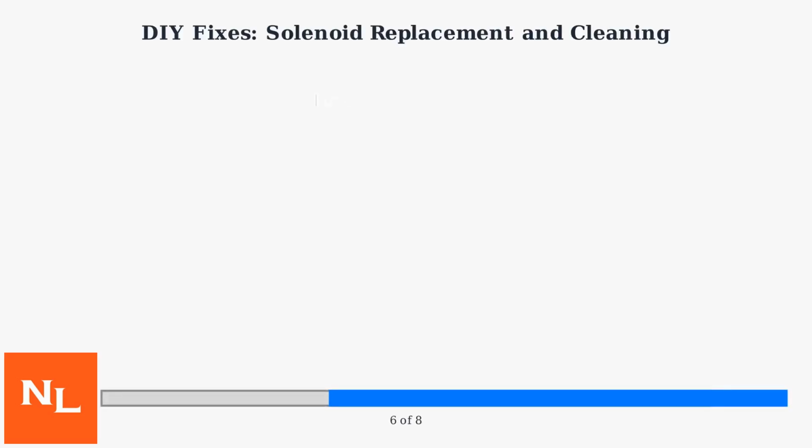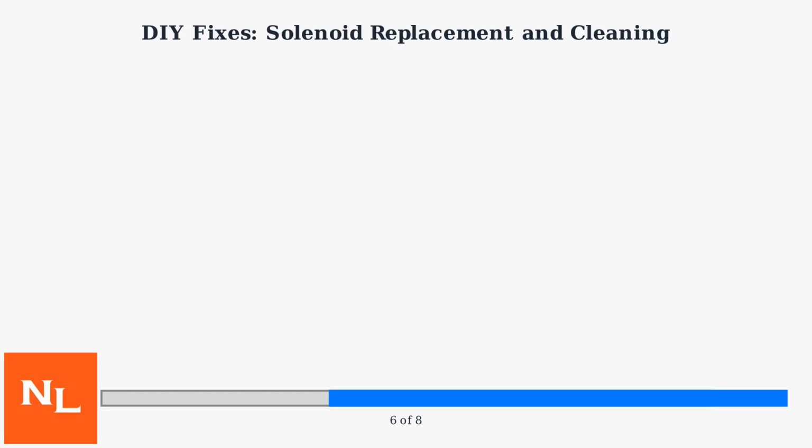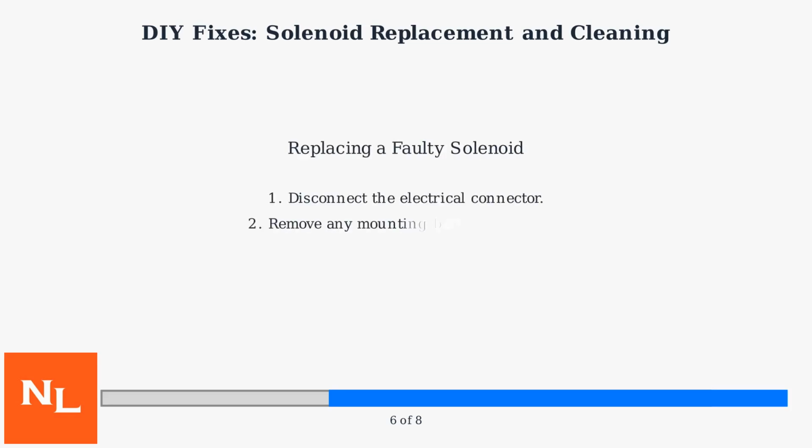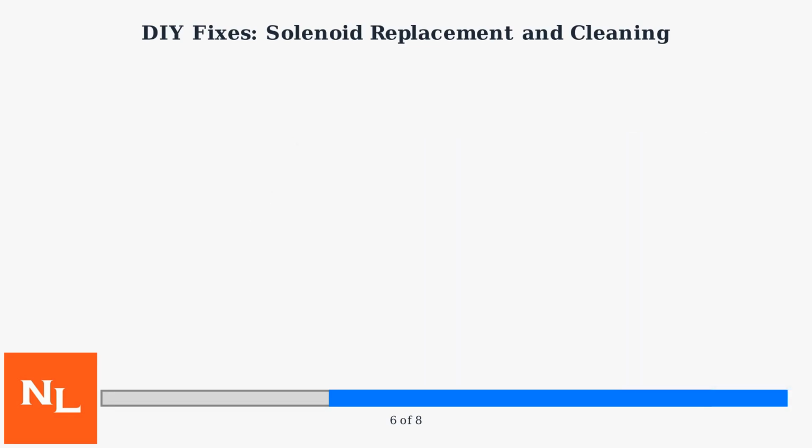For DIY fixes of the P0028 code, start by locating the intake valve control solenoid on bank 2. Consult your vehicle's service manual to find it on the cylinder head or valve cover. Always ensure the engine is off and cool to prevent injury. If replacement is necessary, first disconnect the electrical connector from the solenoid. Then remove any mounting bolts or fasteners.